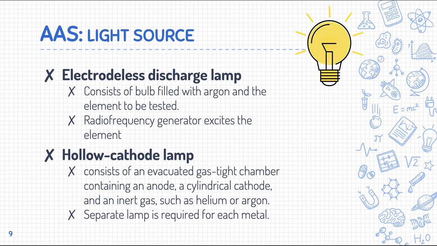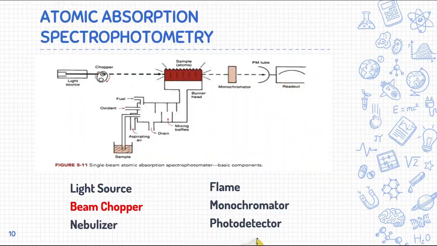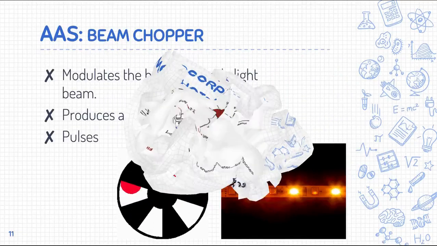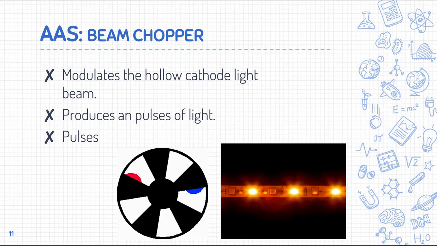my explanation was clear. So let's move on to the next part, which is your beam chopper. As you can see, your beam chopper is one unique feature of atomic absorption spectrophotometry. I want you to take note of this very much because this is very important. So your beam chopper, what does it do?